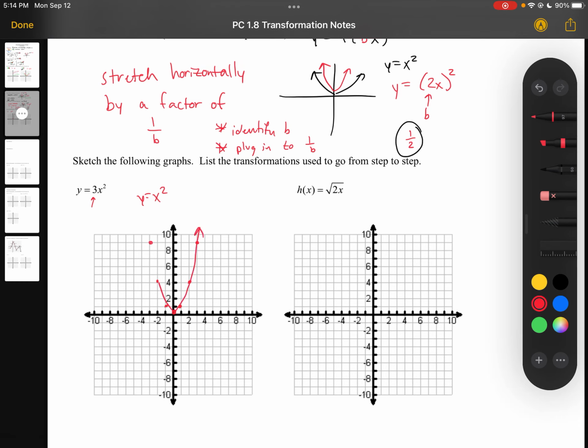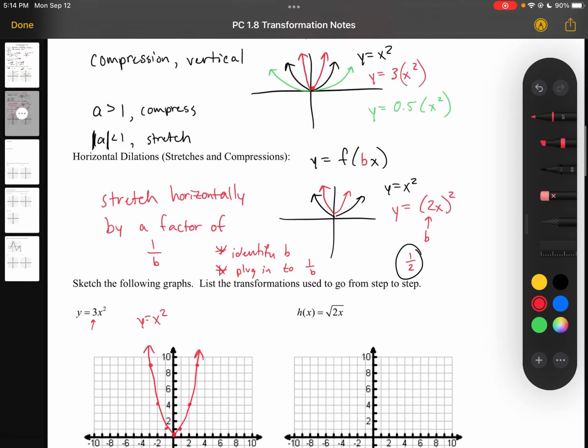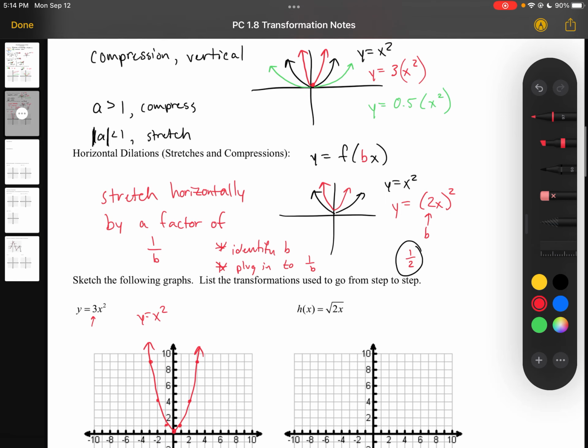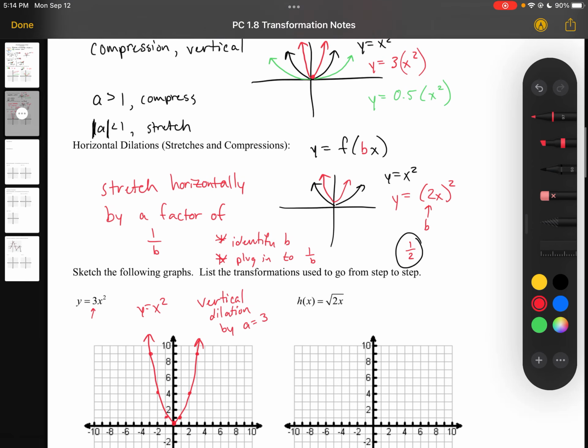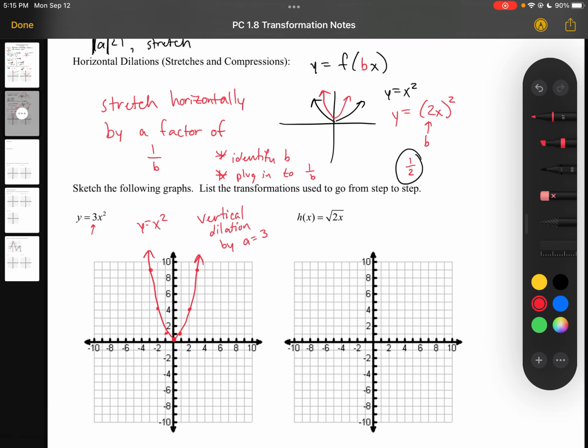So there's our original graph of x squared. And then second, what we're going to see here is that we're multiplying it by 3. So we can say, okay, we have a vertical dilation by a equals 3. So that's going to tell us that, because of this 3 right here, everything goes in by a factor of 3. So you have a much skinnier graph here.